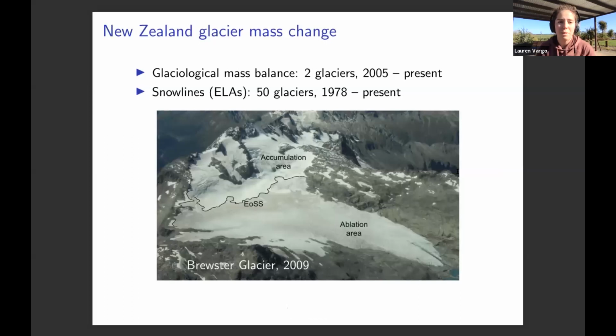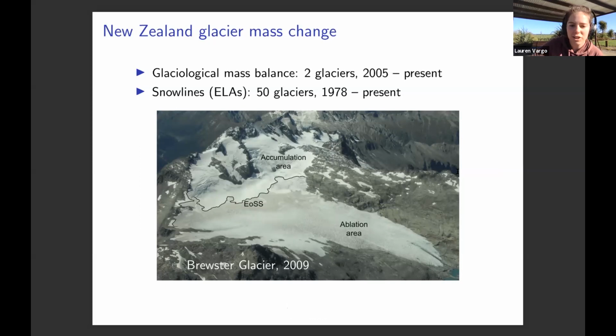To do that, we need measurements of glacier mass change. In New Zealand, there are two glaciers that have glaciological mass balance measured. One is Brewster Glacier, shown here. But then New Zealand has this really unique record of snowline changes. Snowlines can be used as proxies for the equilibrium line altitude, which can then be used as a proxy for glacier mass change.